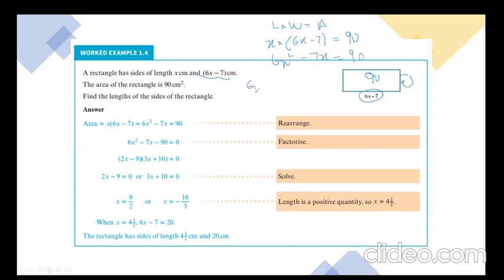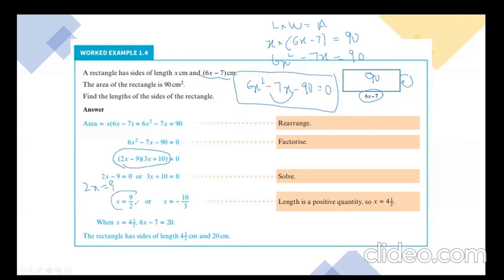Rearranging it, 6x square minus 7x minus 90 equals 0. This is our main equation. We have to find the factors by doing middle term breaking. These are the two factors, and thus 2x minus 9 equals 0 and, in the second case, 3x plus 10 equals 0. So 2x equals 9, and x equals 9 by 2. In the second case, 3x equals minus 10, so x equals minus 10 by 3. So these are the two x values.